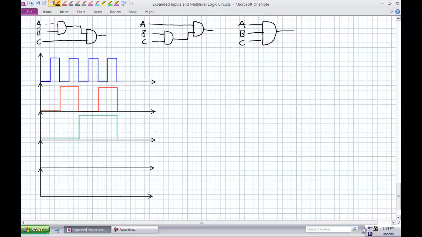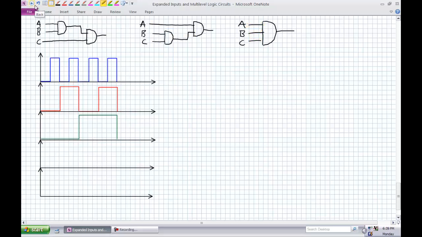Okay, here's the next example of a multi-level logic circuit. And notice I've actually drawn three different types of multi-level logic circuits. They're all using AND gates. The first one right here on the left, I've got A ANDed with B. That result is then ANDed with C. Second one, we've got B and C ANDed together, and that result is then ANDed with A. Finally, last one, triple input AND gate, which you should remember.